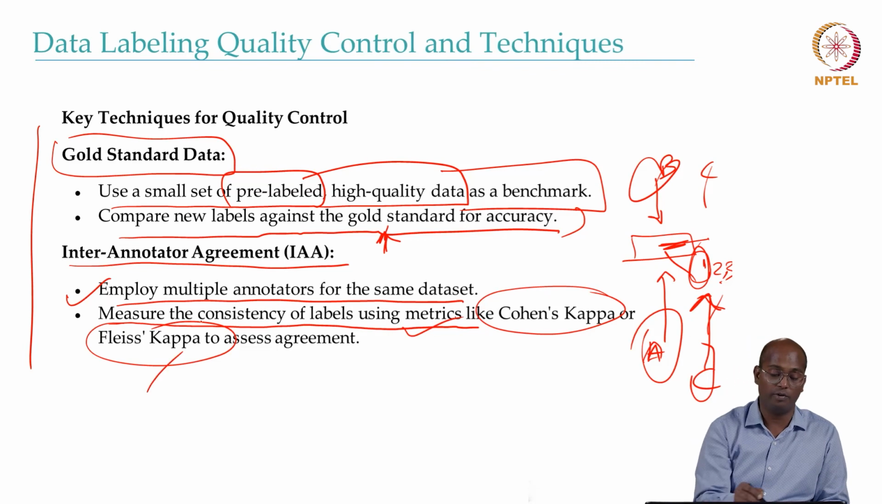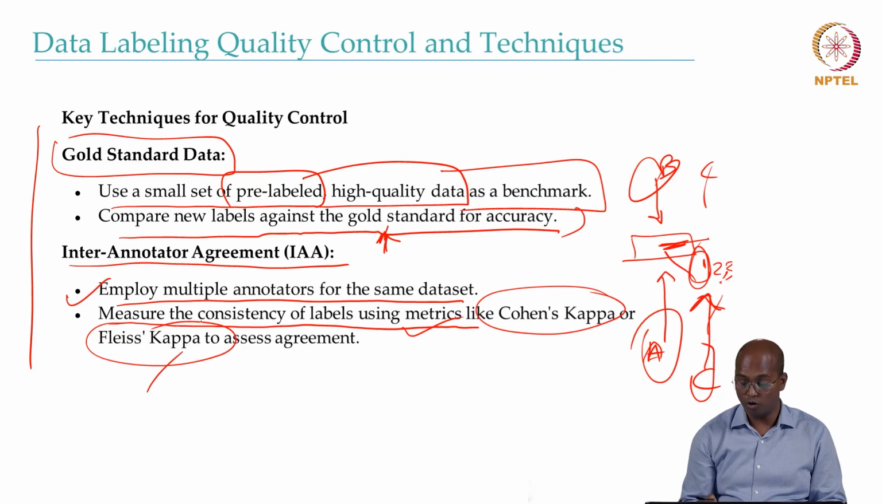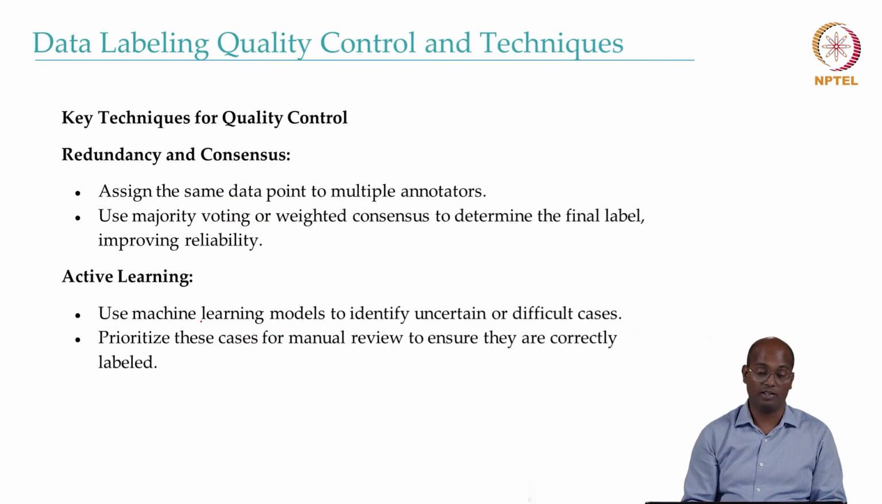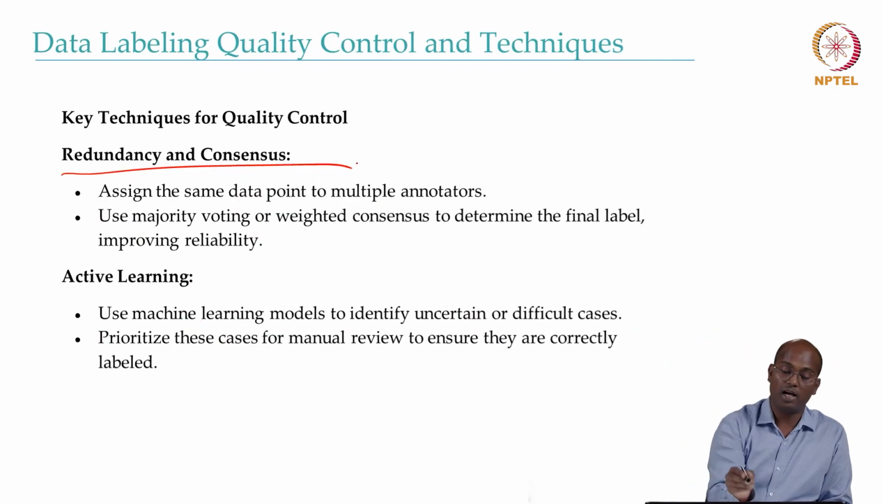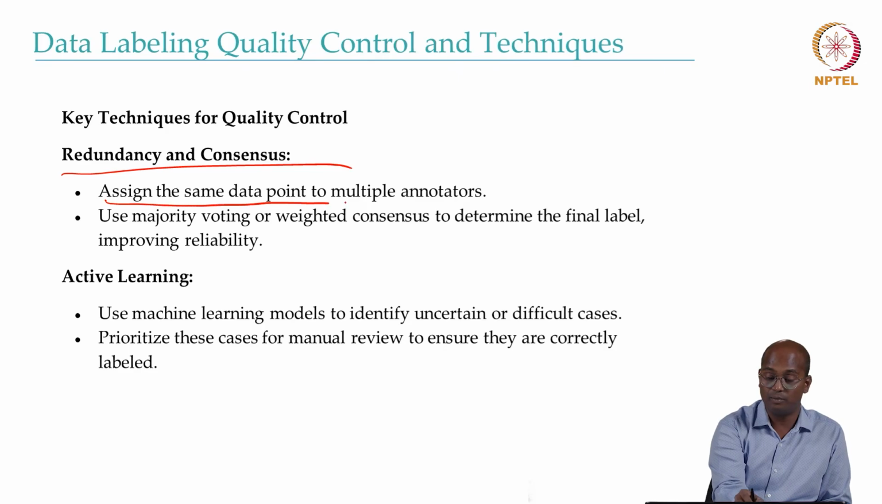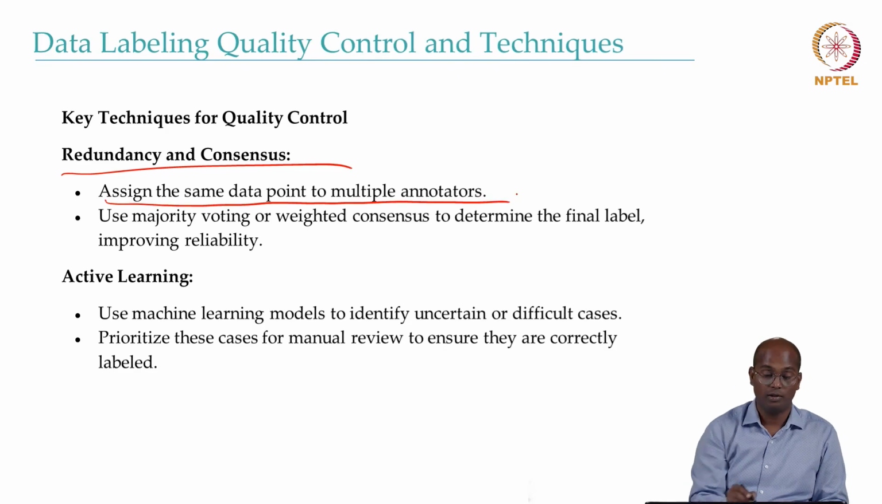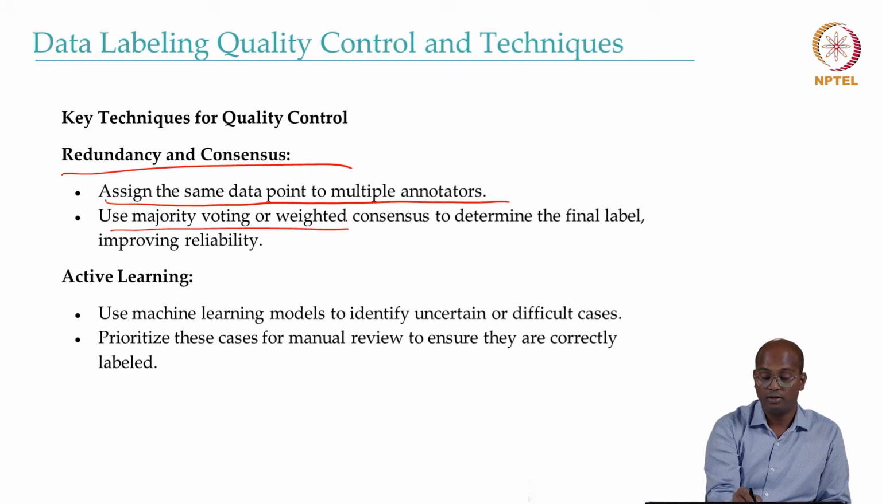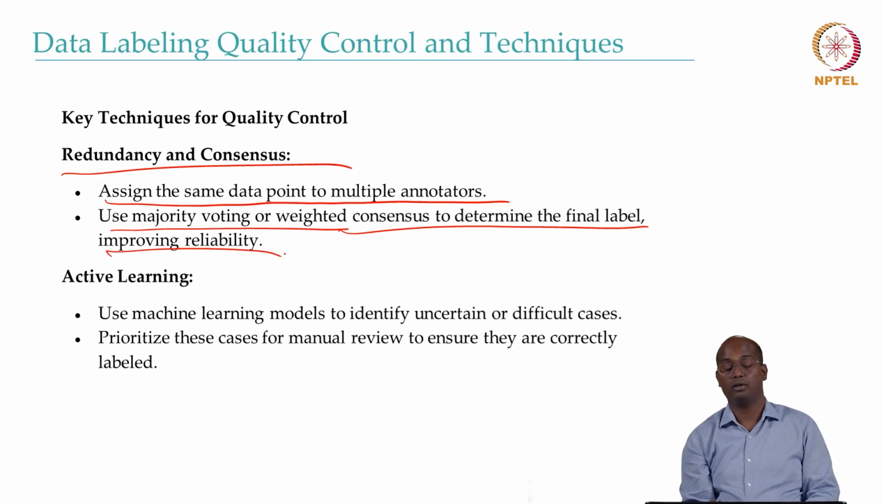If there are more, often people use the phrase kappa and so on. And using the inter-annotator agreement, you can find out the quality of the data that you have. Similarly, you can have redundancy and consensus. So what you can do, you can assign the same data point to multiple annotators and use the majority weighting or weighted sense to determine the final label for improving the reliability.